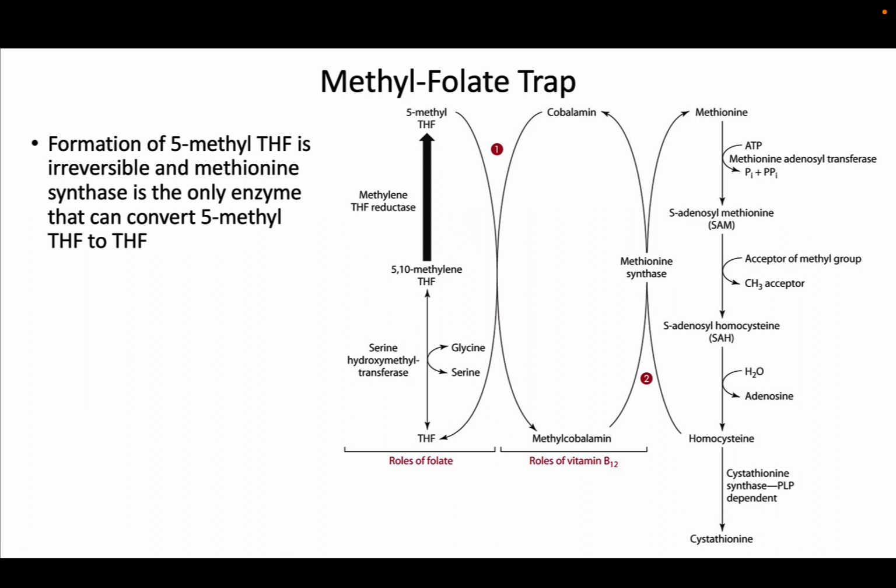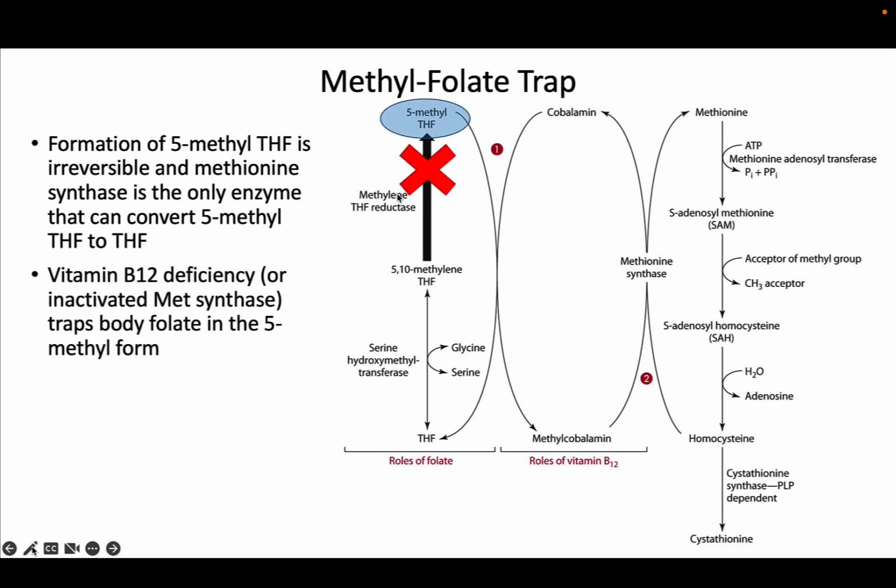The enzyme that produces 5-methyl tetrahydrofolate is methylene tetrahydrofolate reductase. And sometimes people have a genetic defect in this particular enzyme, making it difficult to make 5-methyl tetrahydrofolate. So that could, in essence, allow homocysteine to build up and make it look like we have a folate deficiency.